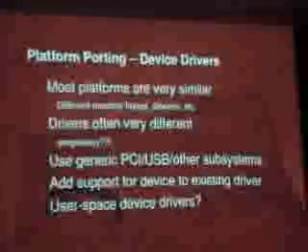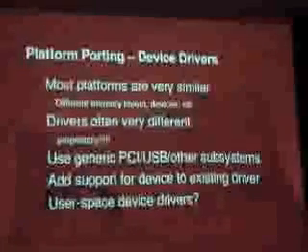Most platforms are very similar. They just have different memory layouts. You basically have devices in different locations, different addresses in memory. I have a network card in this machine, I have a network device in that machine. They're fundamentally very similar, but I might need to worry about a change in memory address and location of these things. Drivers are a different matter. I'm not going to get into that right now.